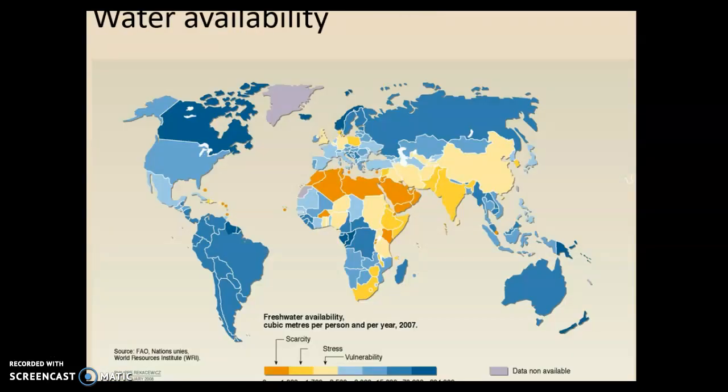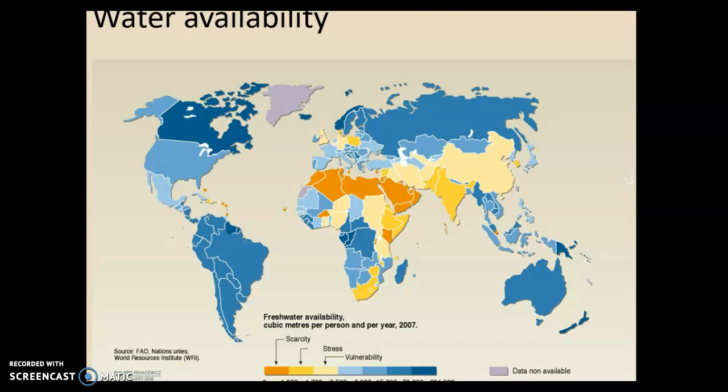Just have a little look at this graph here. You can see the dark blue colours are places that have plenty of water. And as the blue colour starts to descend into a lighter colour, the light blue indicates countries that are vulnerable to water stress. Okay, so these two terms, water stress and water scarcity, are quite important ones to understand and to make sure that you use in your writing about this sort of thing as well.